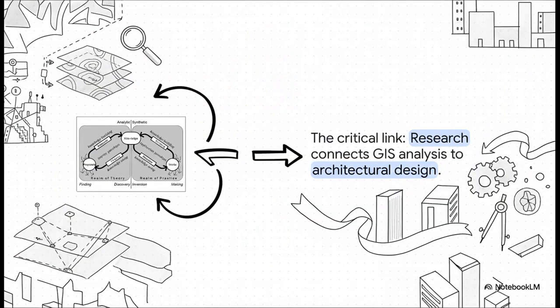This diagram right here shows us the solution. The missing link is research. Research is the common ground where the powerful analysis from GIS can inform and supercharge the creative process of architecture. See, GIS isn't a design tool, it's a research tool. It gives the architect the evidence, that deep understanding of a place and its people that lets them design a much better, much more responsive building.